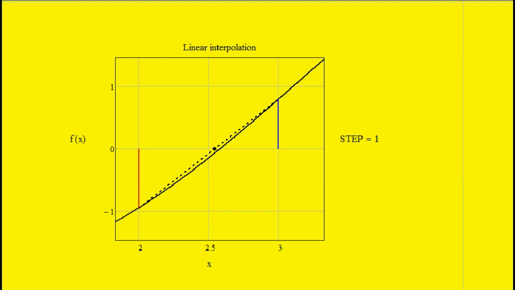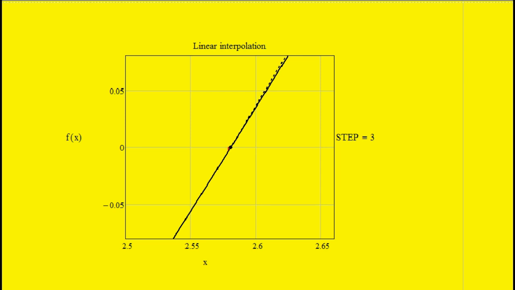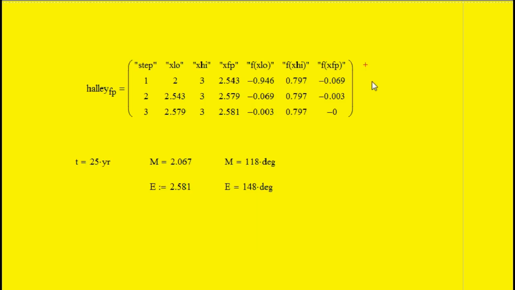We might as well choose the same starting values, x low equals 2 and x high equals 3, that we used previously. This time we get close to the root in just 3 steps. Looking at a summary of the values at each step, we see that the first value of f of x_fp was negative, so x_fp replaced x low for the second iteration. The same was true for this iteration, and the third iteration produced a value of x_fp close enough to 0 for us, to 3 decimal places here.